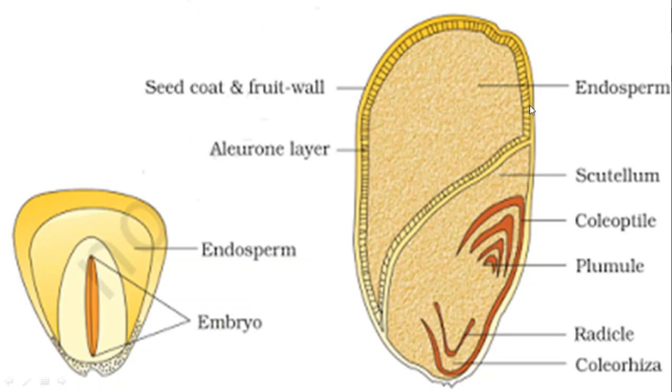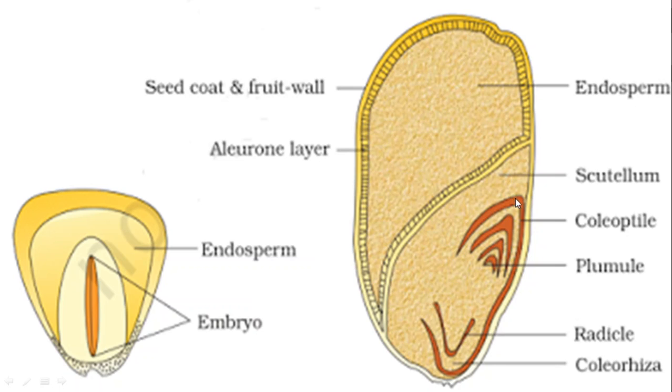So this endosperm is separated from the embryo by a lining, a layer of protein, and this layer is called the aleurone layer. Very, very important. Now come to the embryo. In the embryo, you can see that this is the portion from where the plumule is developed, and this is the portion from where the radicle is developed. But before the development of the radicle, this is called the hypocotyl and this is called the epicotyl.